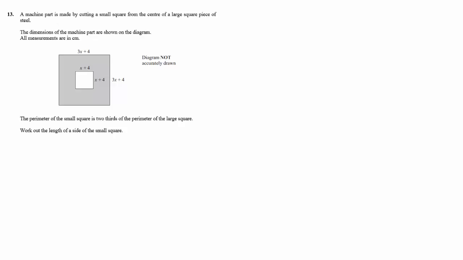Now this question talks about perimeter. So what I'm going to do is work out the perimeter of the small square and then work out the perimeter of the large square and link them together using this sentence here.